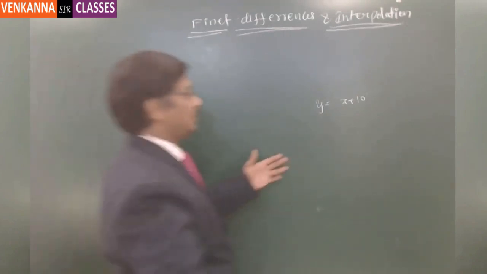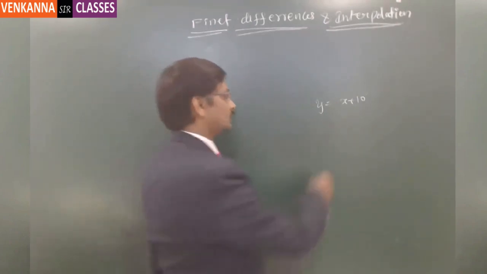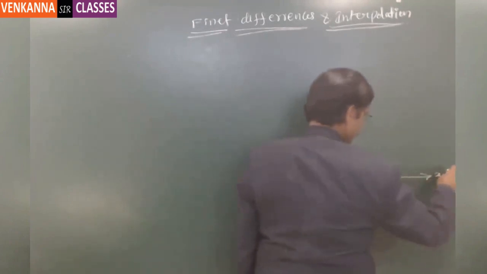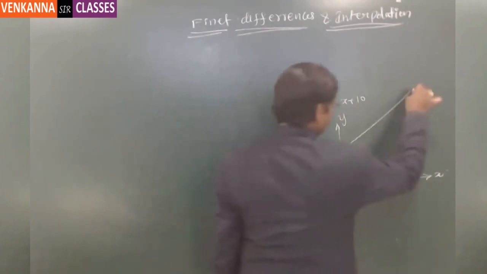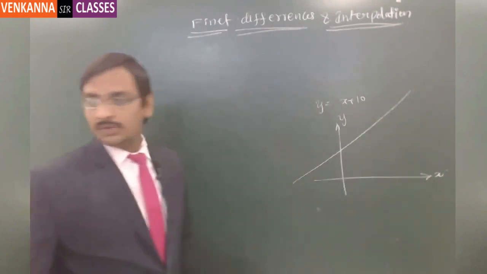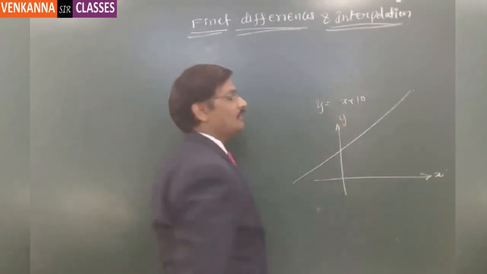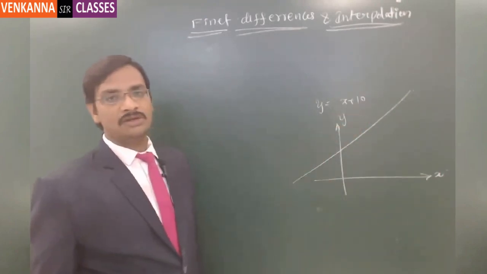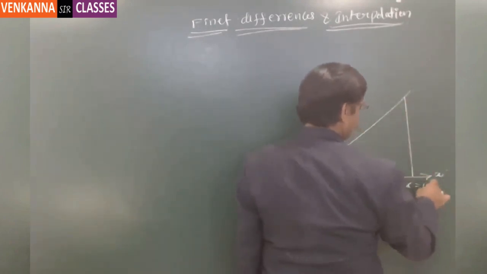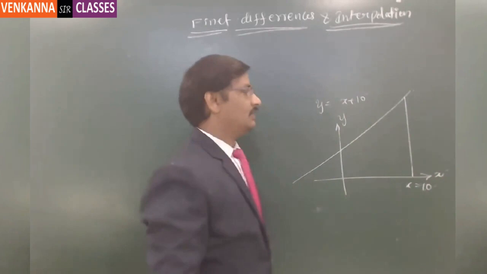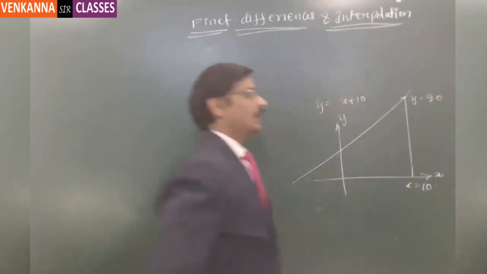So if we have this equation y is equal to x plus 10, this is x and this is y, and this is a straight line equation representing this value. From this relation we can easily get the value of y, whatever may be the value of x. Suppose I want to calculate the value of y at x is equal to 10, then I can substitute here, 10 plus 10, so the value of y is equal to 20. This way I can find it out.